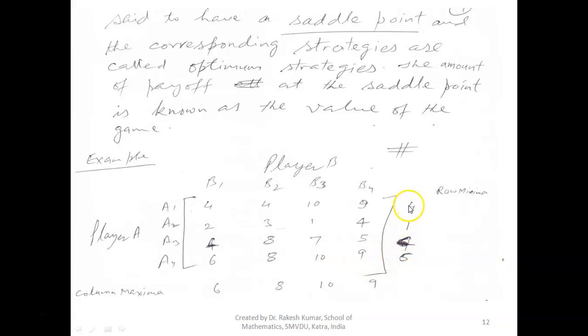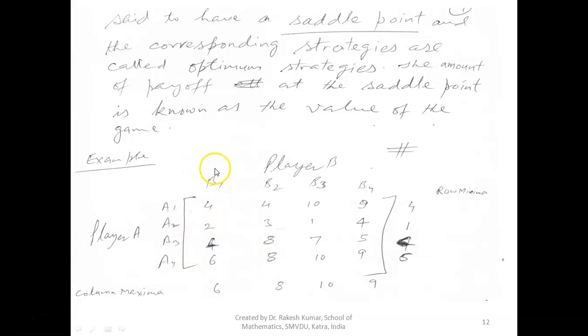So these minimum values in each row represent the minimum gain to player A for strategies of player B. Now his objective is to maximize his minimum gain, that is, maximize these row minima. This is the maximin principle.